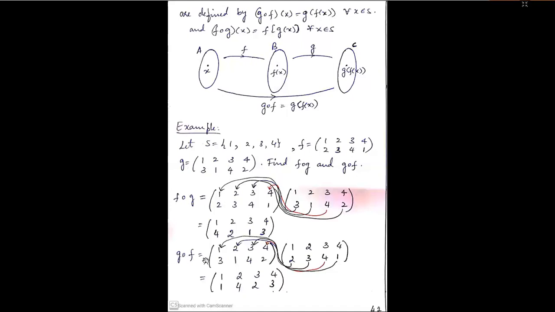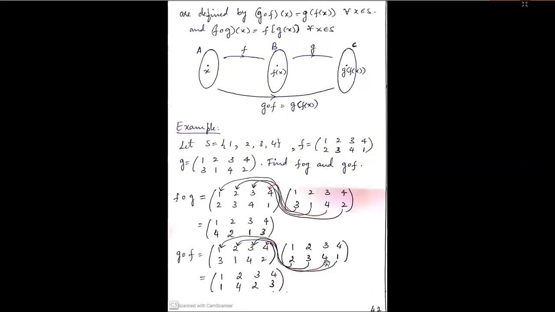So write G composition F as write G function first and then F. So here we go from right to left again. So 1 is mapped to 2 and 2 is mapped to 1. So you have 1 is mapped to 1. Next, 2 is mapped to 3 and 3 is mapped to 4. So you have 2 is mapped to 4.